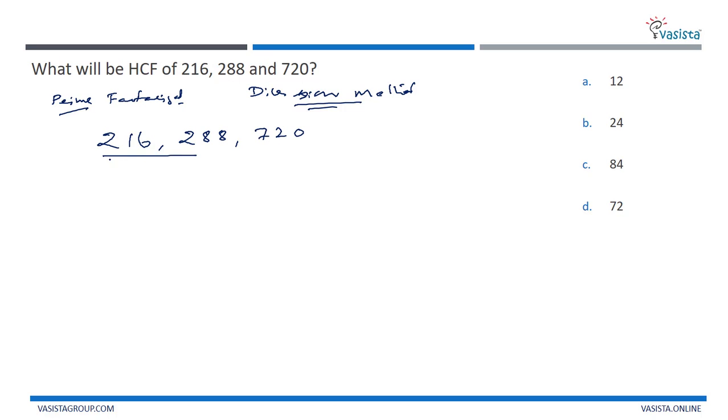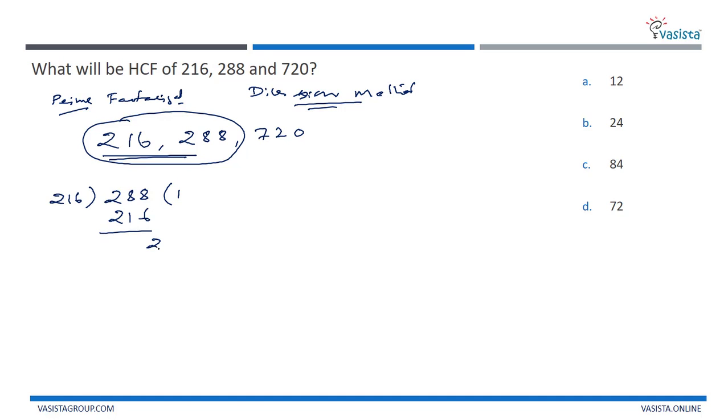Let us find the HCF for these two numbers first, that is 216 and 288. What you need to do is divide 288 by 216. 216 ones are 216. Now subtract it. 8 minus 6 is 2. 8 minus 1 is 7. So 2 minus 2 is 0, right?